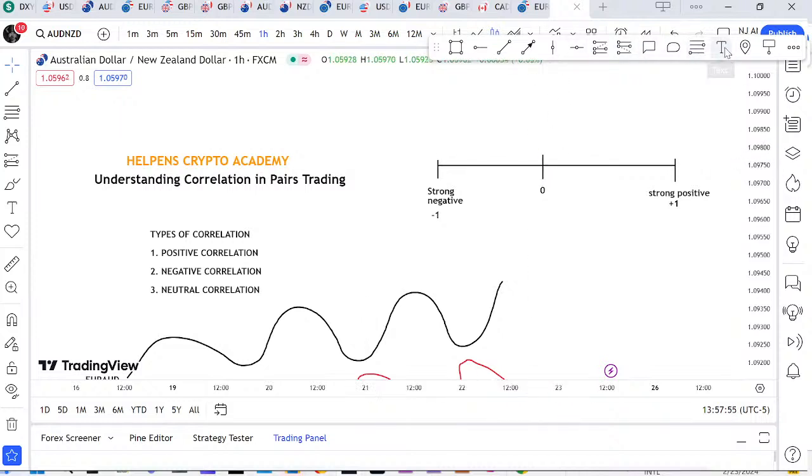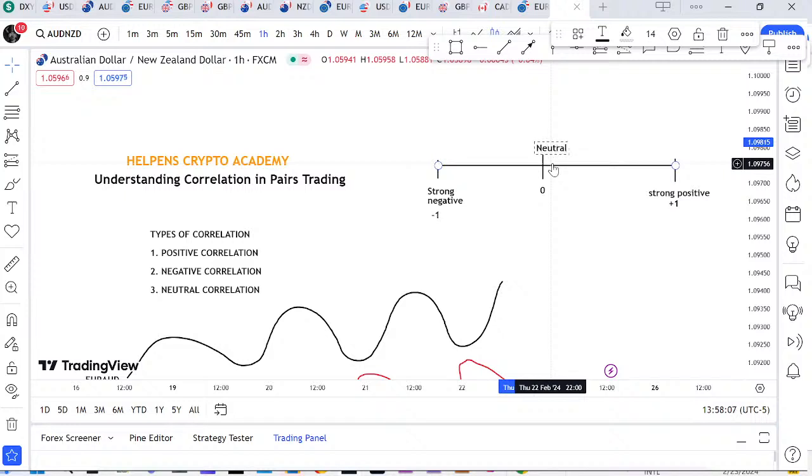Then we have neutral correlation, which is zero. The correlation coefficient of neutral is zero. So it means there's no correlation at all whatsoever. Last week I told us what neutral correlation is. I said two pairs are said to be neutral when they don't have any relationship at all. So if one is going up, it doesn't really matter if the other one is coming down. There's no relationship at all.